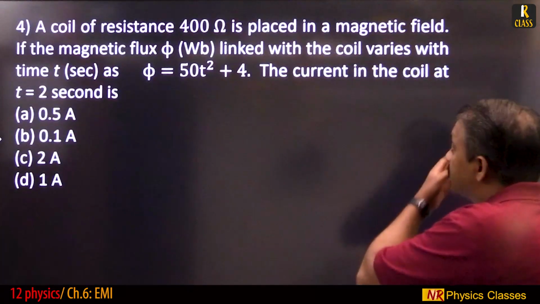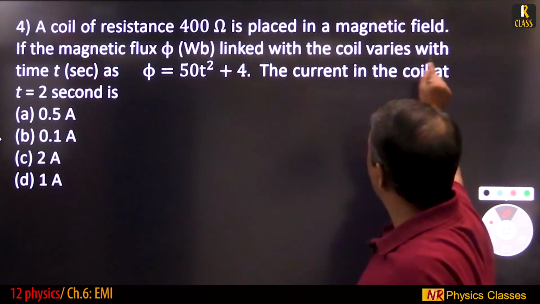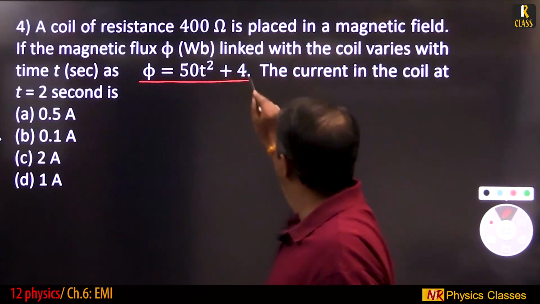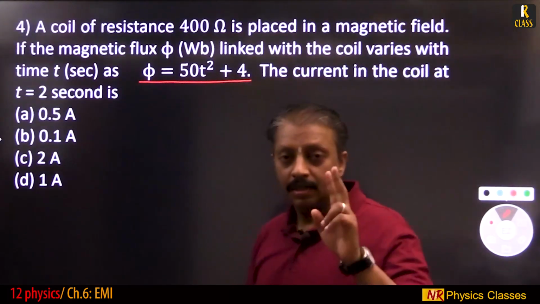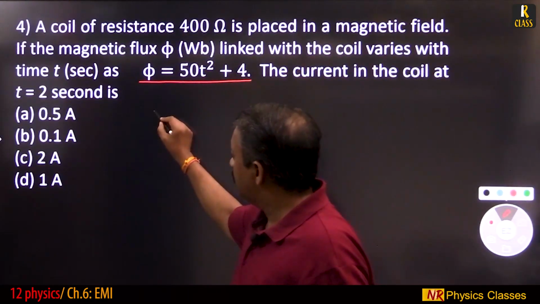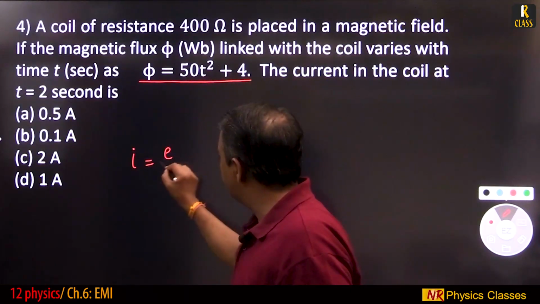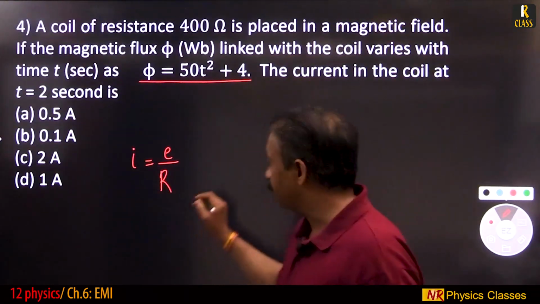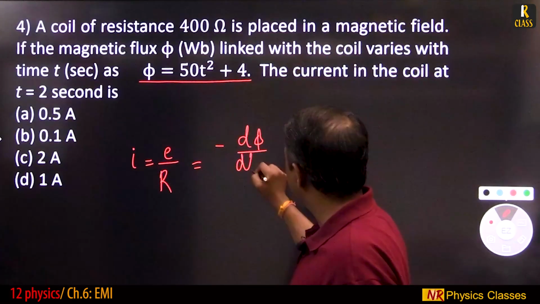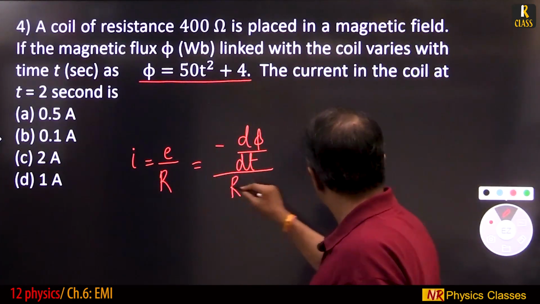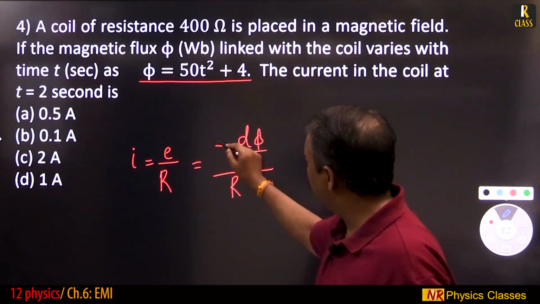A coil of resistance is placed in a magnetic field. Magnetic flux linked with the coil varies with time. Find the current in the coil in 2 seconds. See, EMF, you know the equation. So current equals EMF by resistance, Ohm's law. EMF is d phi by dt, divided by resistance. This is the equation. There is no negative sign, so don't worry about the sign.